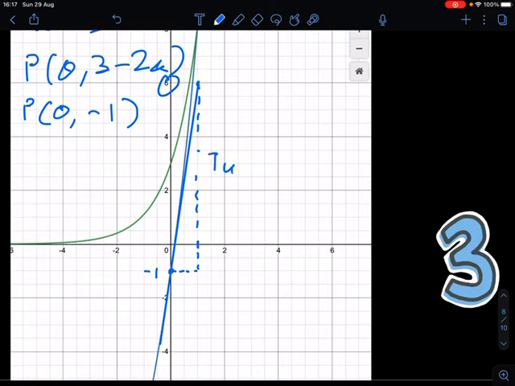This is positive 1 here, right? So again this is 1 unit, so 7 units divided by 1 means your dy/dx is equal to 7. Let's try to prove that.